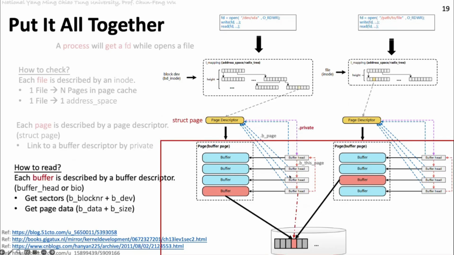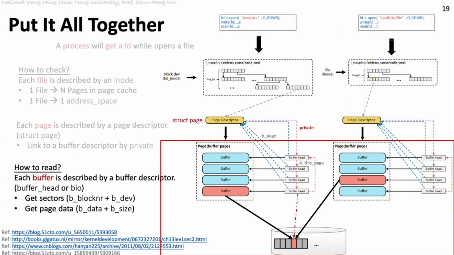Okay, but the thing is, if the data is not in the page cache, then we say there is a page cache miss, right? So for a page cache miss, we can use the buffer structure, the buffer descriptor, to find where the data is inside the storage device.